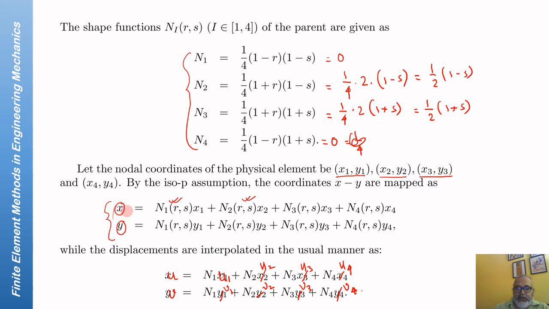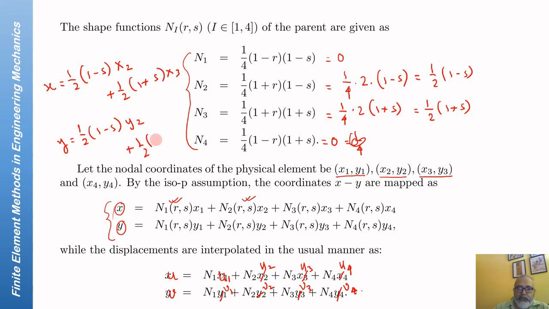Now put it back into the mapping. X would therefore be equal to, only N2 and N3 are non-zero, half (1 minus s) x2 plus half (1 plus s) x3. Y would be half (1 minus s) y2 plus half (1 plus s) y3 for the line r equal to 1. So the line r equal to 1 will be mapped onto a line in the physical system which has x and y given in terms of this s.